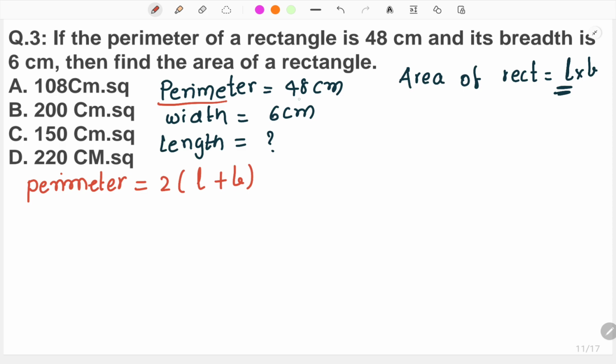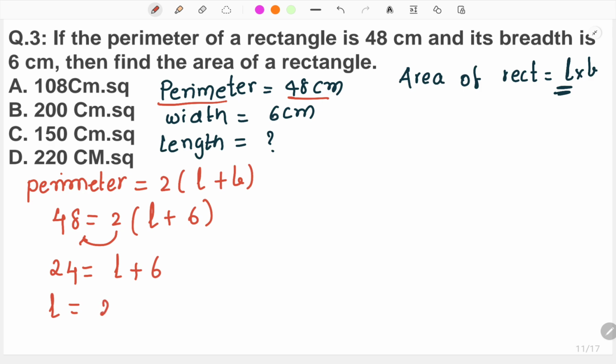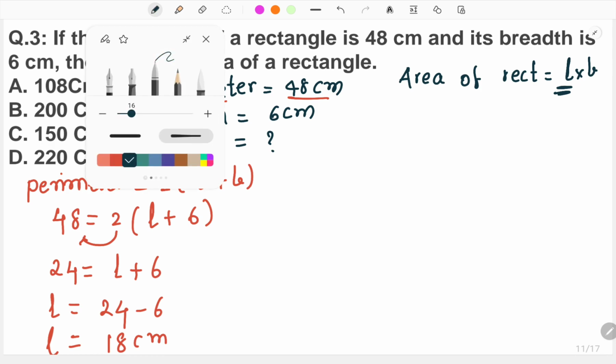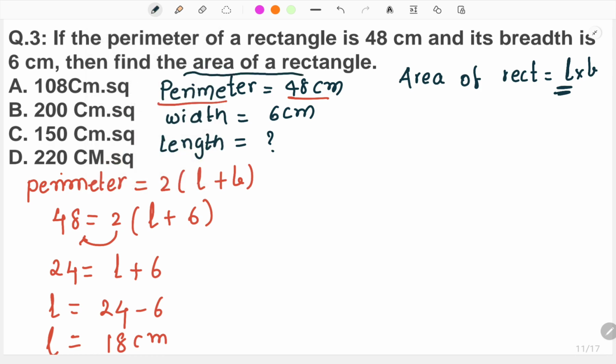I know the value for perimeter is equal to 48 centimeter, is equal to 2 into length, which we don't know, so keep it as it is, plus breadth, which means width, is 6 centimeter. If I simply take this 2 to the other side, I'll get 48 divided by 2. 48 divided by 2, 2 2s are 4, 2 4s are 8. This will give me length plus 6, so the value of length is equal to 24 minus 6. This is equal to 18 centimeter. Now using the formula for the perimeter, I can find the value of length. Now the requirement of the question is to find the area of the rectangle.